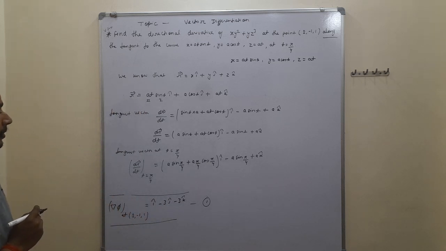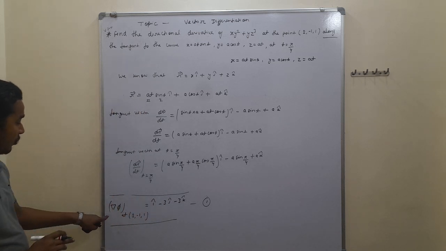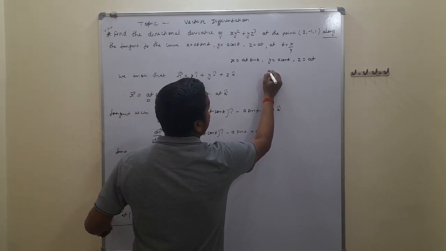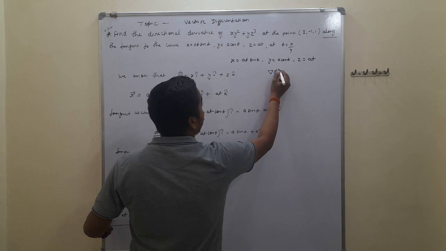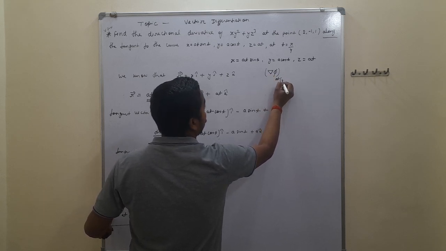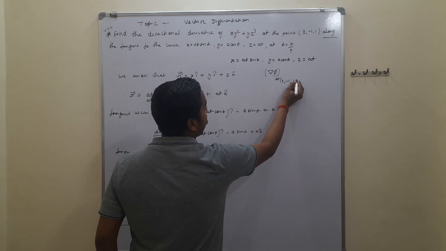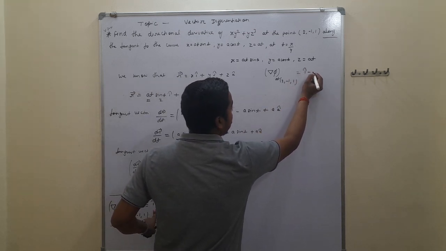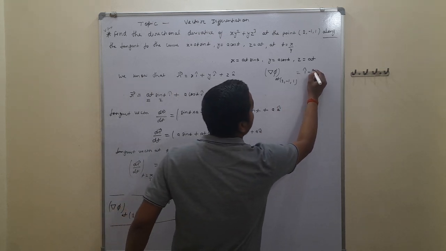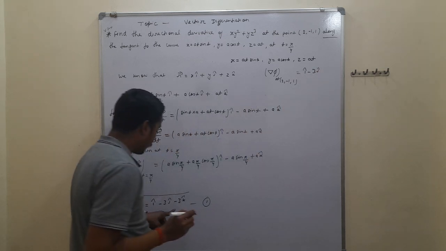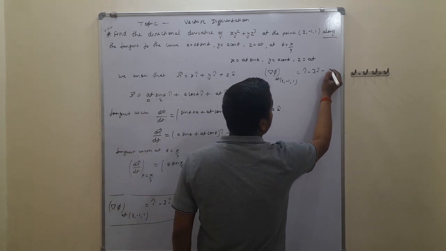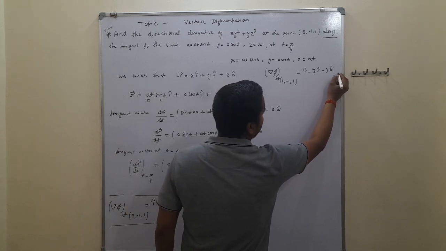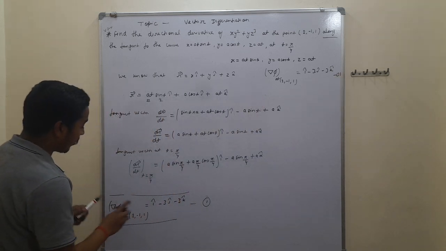And further we have to write here the first directional derivative, this is del phi at (2, -1, 1), which is given by i cap minus 3j cap minus 3k cap. We let this be equation 1, to further solve the given problem.